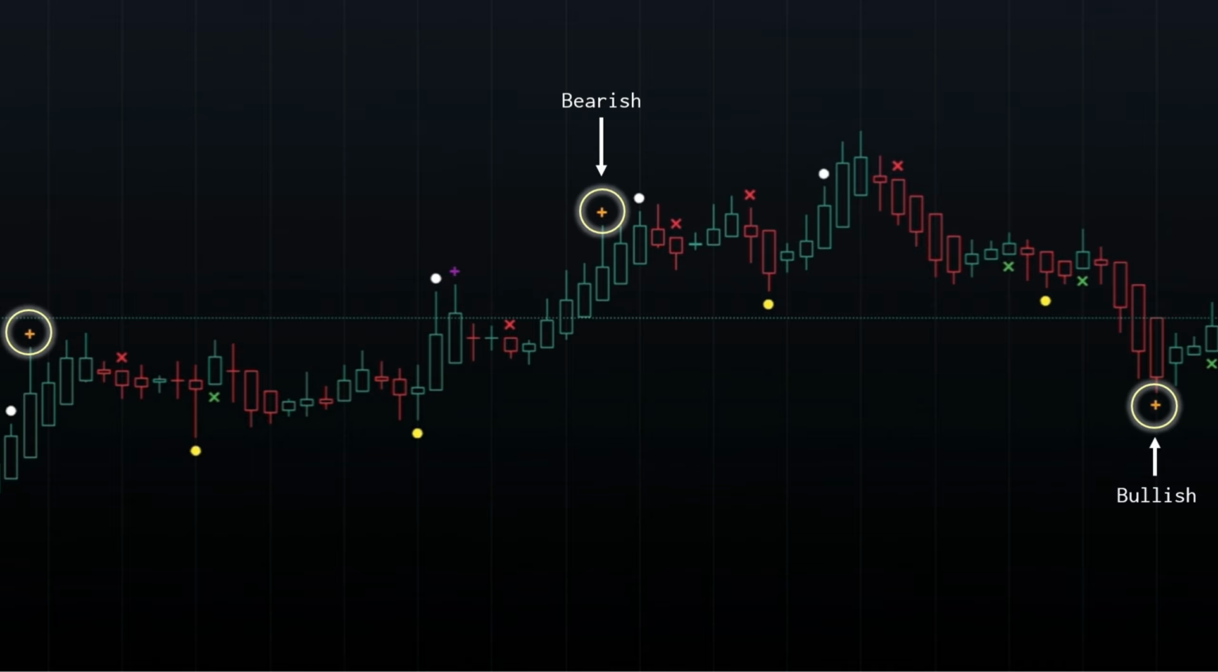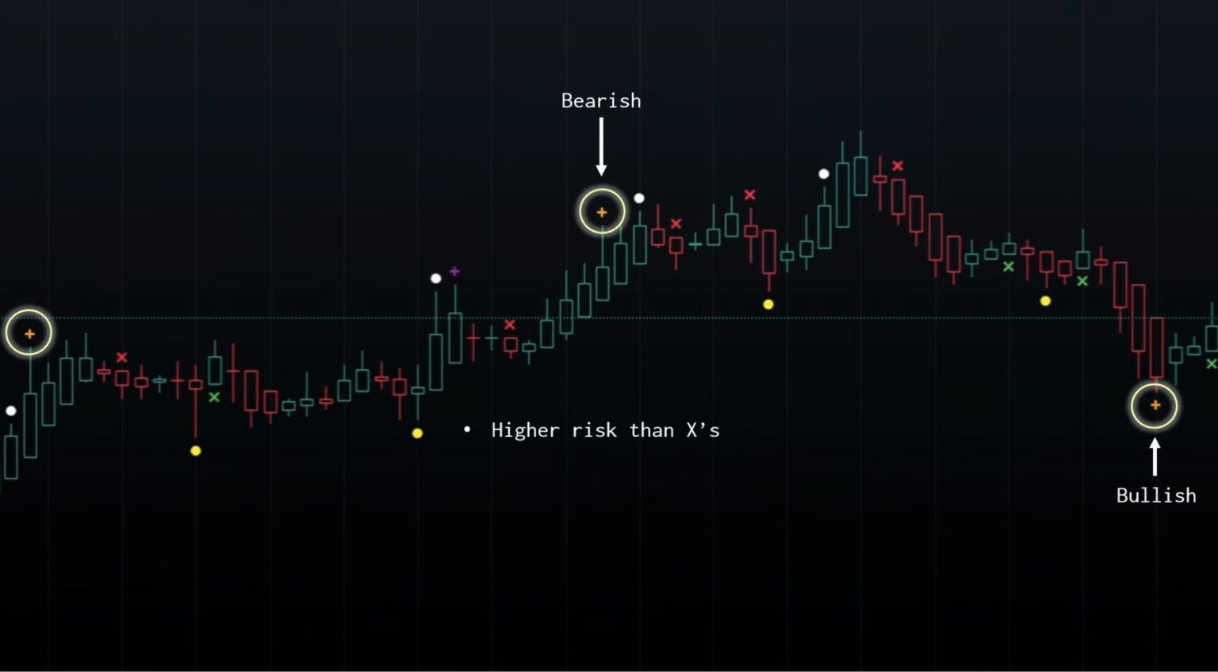The signals that appear below the candles are bullish signals. The signals that appear above the candles are bearish signals. So imagine yourself at the bottom of a roller coaster, right? And you're about to head upwards. That's a bullish signal. Now imagine yourself at the top of a roller coaster and you're about to ride down and make some money. That's a bearish signal. So if the crosses are below the candles, they're telling you to trade calls. And if the crosses are above the candle, they're telling you to trade puts.